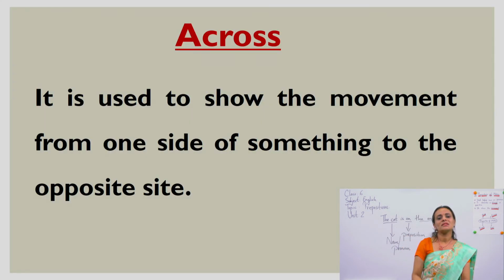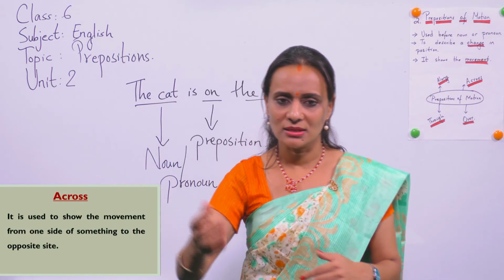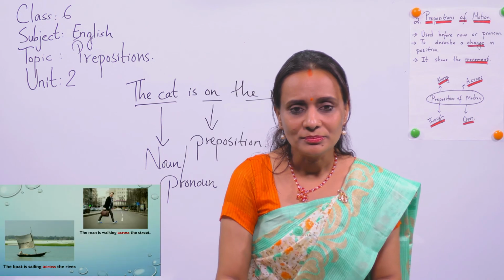Now there is another word, across. It is used to show the movement from one side of something to the opposite side. To the opposite side, not in the same side but opposite side. Let's see here in the example.